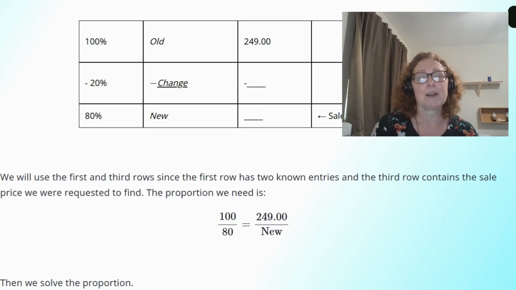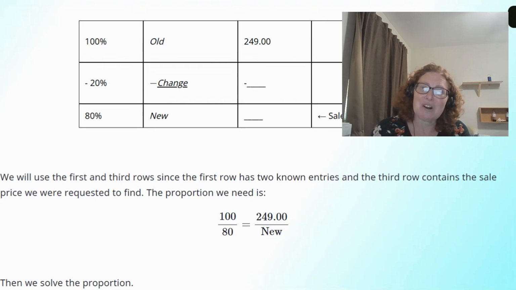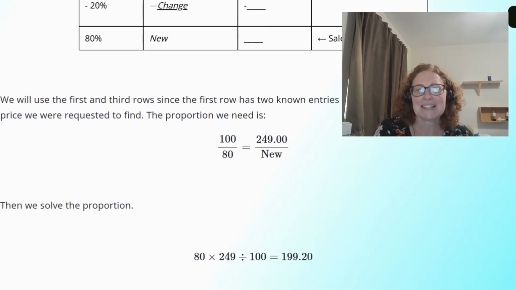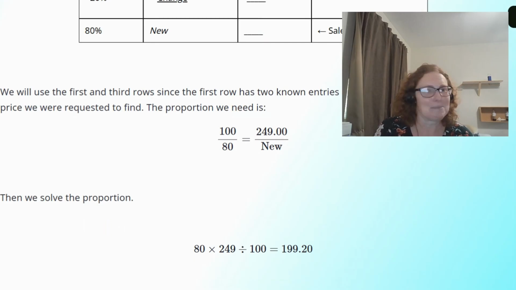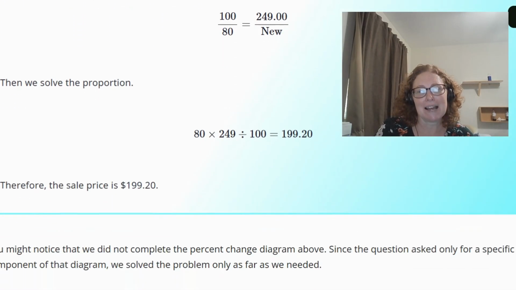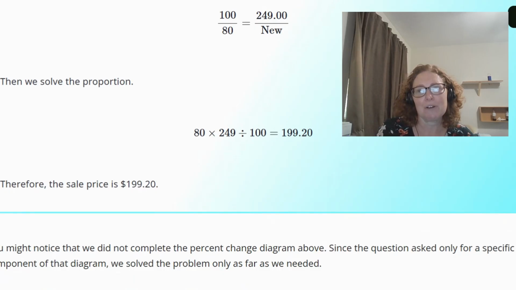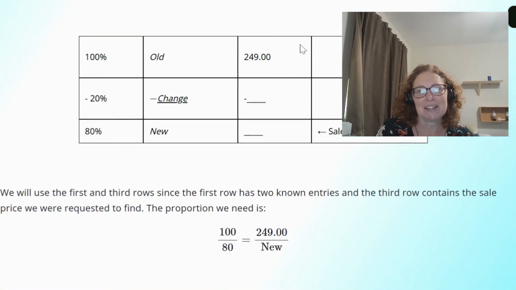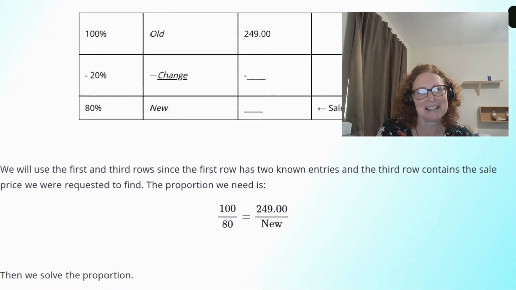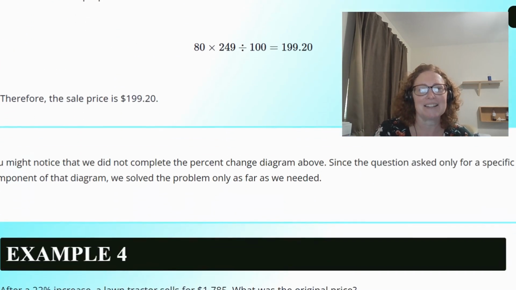We're going to use the first and the third rows. So we're going to say 100 over 80 is equal to 249 over what? X, the new rate, right? 100 times X is equal to 249 times 80. We end up with 199.20, which would be the new price. Okay, and that's where you put that in the diagram for that.